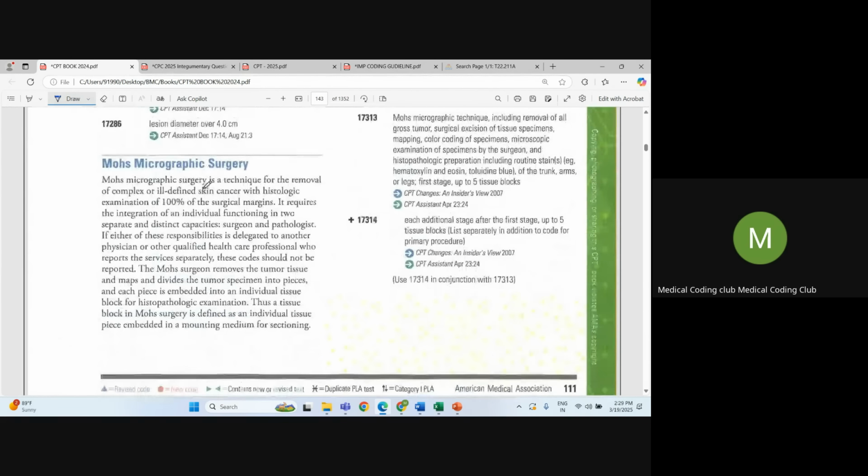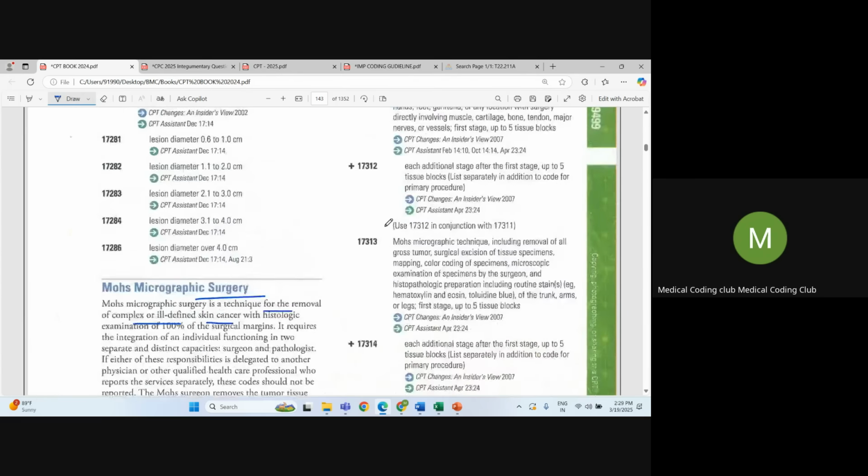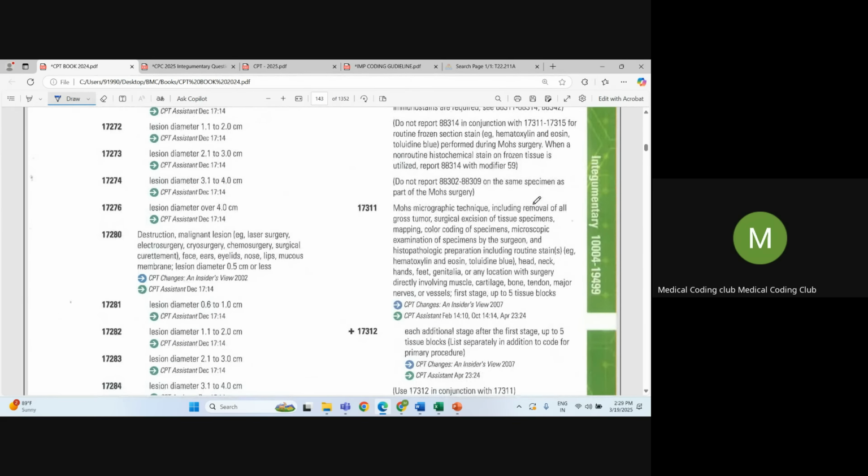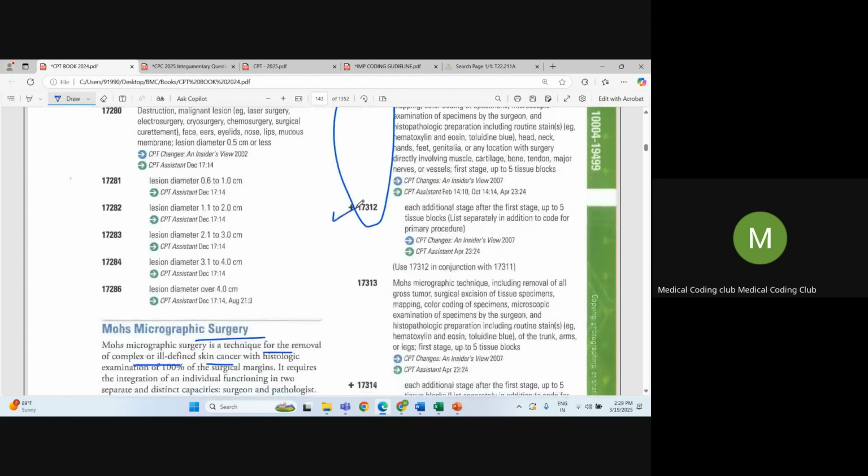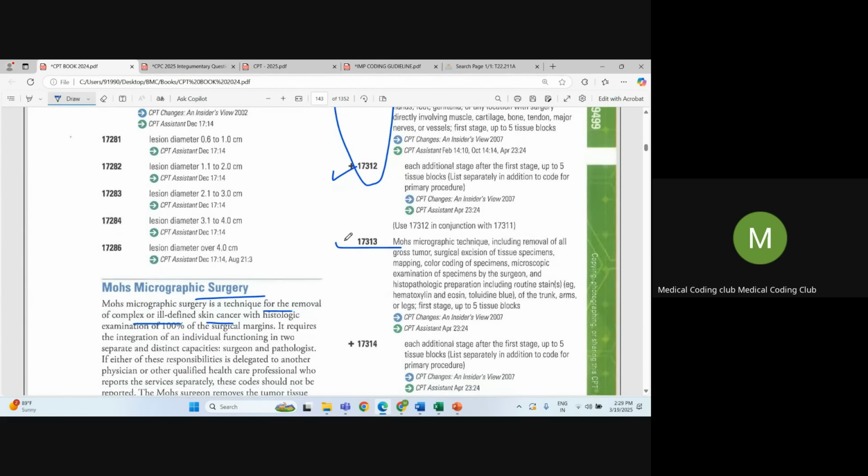So yes, Mohs micrographic surgery is a technique for removal of complex, ill-defined skin cancer. You all know about this procedure. Here we have only 5 codes. The first 2 codes are the stage codes. This is an additional stage code. This is again a stage code for the other locations.